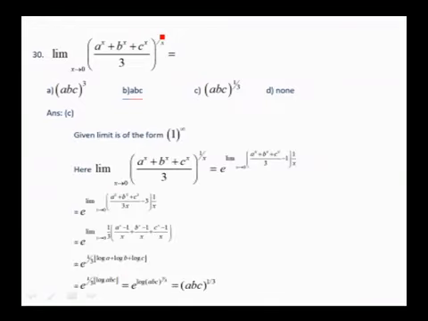Limit of x tends to 0 of f(x) to the power of g(x), if it is 1 to the power of infinity, is e to the power of limit of (f(x) minus 1) into g(x). So that is e to the power of limit x tends to 0 of (a to the power of x plus b to the power of x plus c to the power of x by 3 minus 1) into 1 by x.